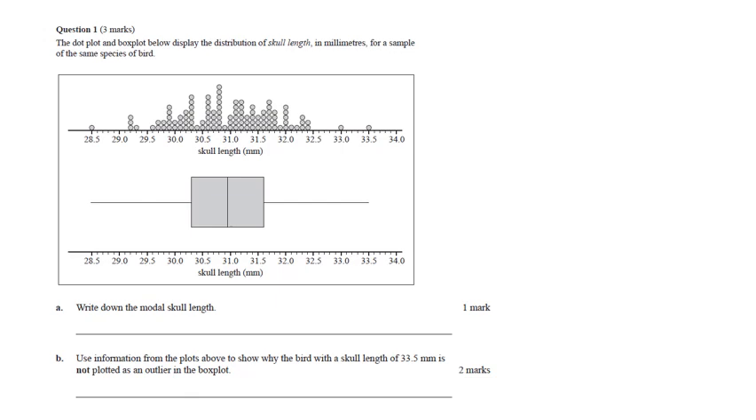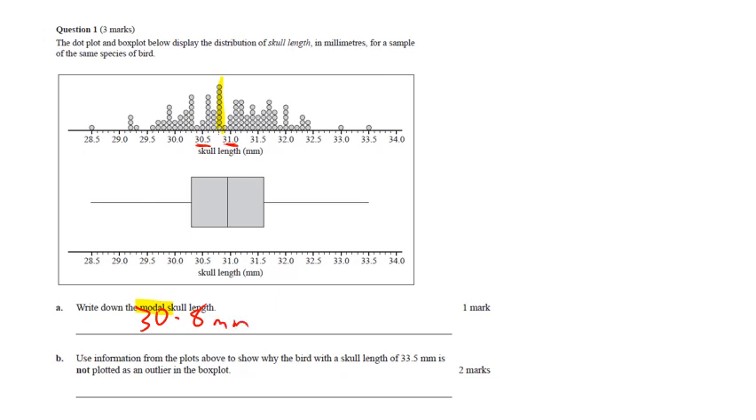Okay, our first question here, we have to write down the modal skull length. And of course, the modal one is the most common one, which is the tallest one, and that's this guy here. And so we just got to work out what that is. If we count across the numbers, you see this is 30.5 and this is 31. So we can see that it is actually 30.5, 30.6, 30.7, 30.8. So 30.8. And we'll put some length in there, millimeters, just to be safe.